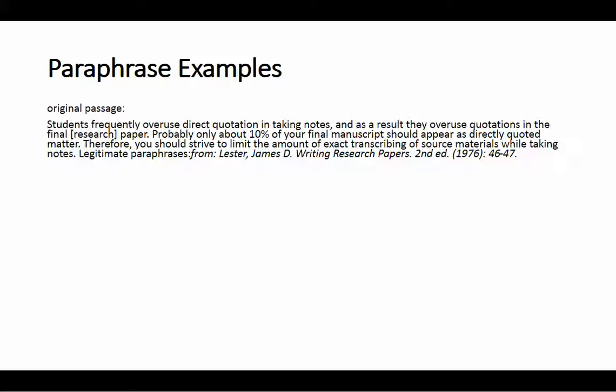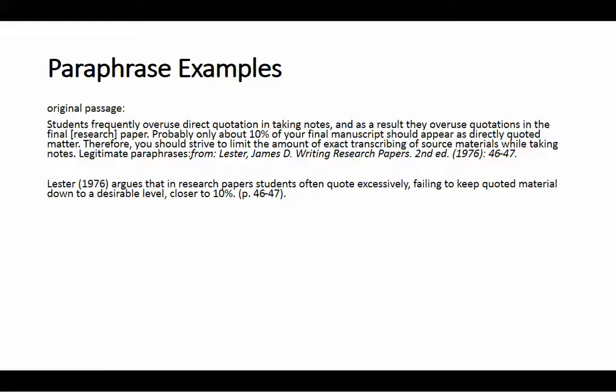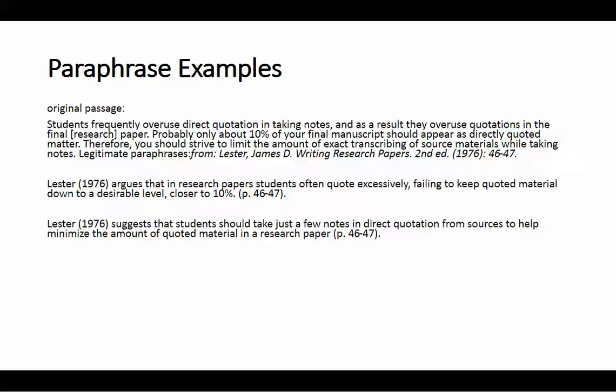Okay, so let's look at some paraphrasing of parts or a summary of this passage. First one, and this also, by the way, uses the signal phrasing, the in-text citation method from the first video. So this states, Lester, 1976, argues that in research papers, students often quote excessively, failing to keep quoted material down to a desired level, perhaps closer to 10%, pages 46 and 47. Now, another example, and as you can see from these examples, paraphrasing is really an art form. It's a writing technique. It's not an exact science.